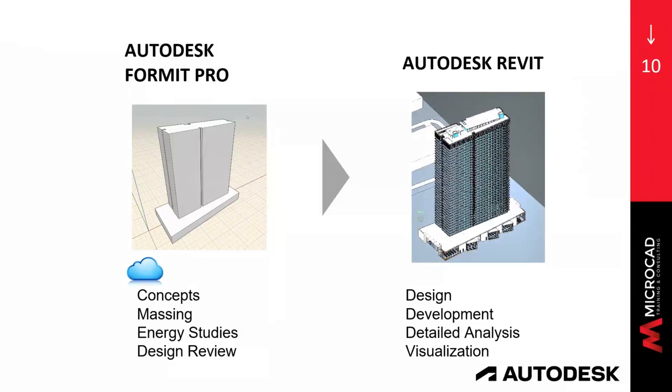And once the masses have been set up, you can transfer that seamlessly into Revit and continue developing your design. And in Revit, continue creating it as an architectural model with walls, floors, and windows.